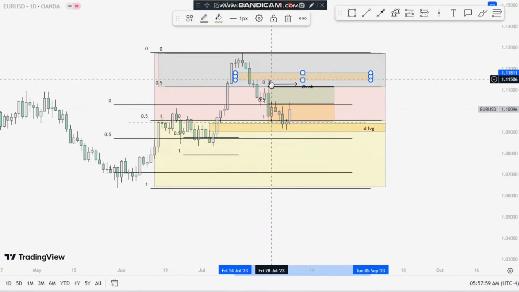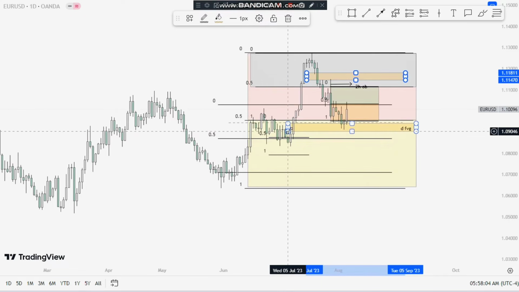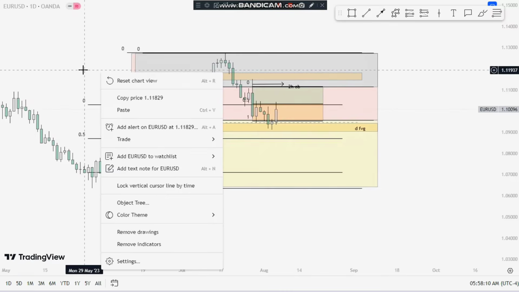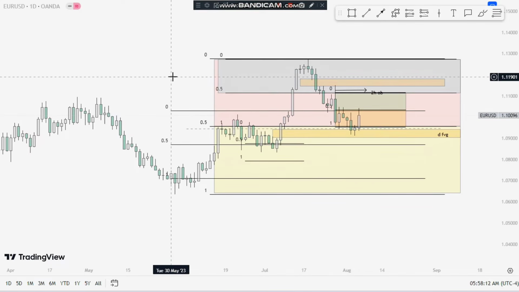You can see the price has gone down, so these PD arrays and these ranges will help you a lot. I hope it's clear now. If you have any questions, you can ask me. This was all about the IPDA ranges.